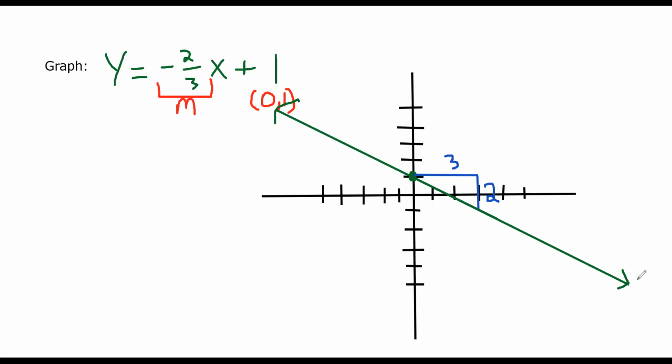So really, if you know the slope and you know a point on the line, any point, you can just start by graphing the point and then use your slope interpretation to find a second point and then extend the line in both directions. It's really pretty good stuff.